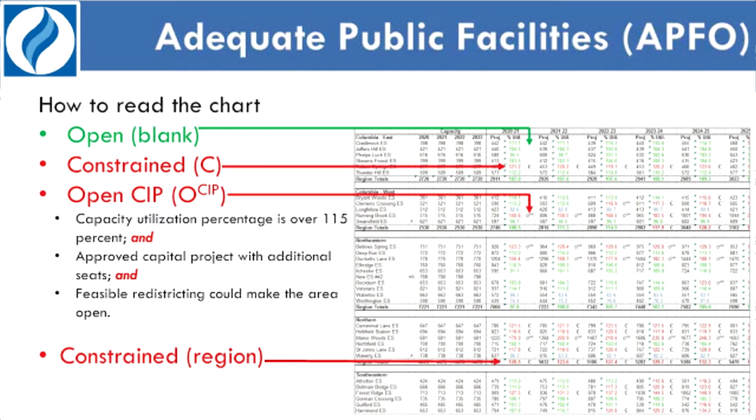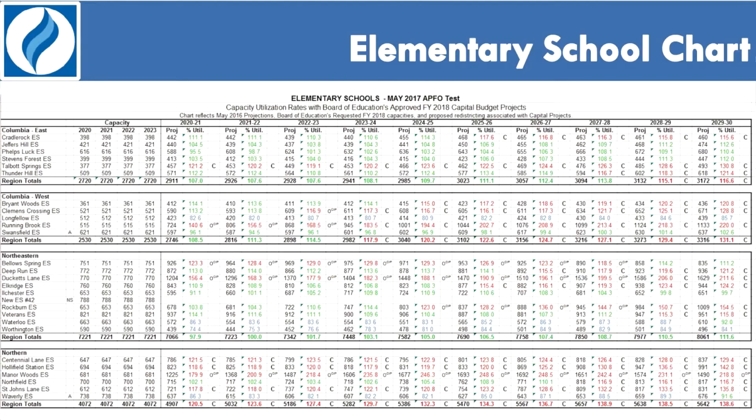And in the elementary school chart, there can be a constrained region. So for example, Manor Woods, even though it says open CIP, the region is closed, and therefore new development being tested starting July 1 for 2020, you would not be able to proceed with your development. So here are the new charts. I had to break down the elementary school chart. So up here on the screen, you'll see the Columbia East. There are 6 elementary schools that are constrained and 1 elementary school region, and that would be the northern region.